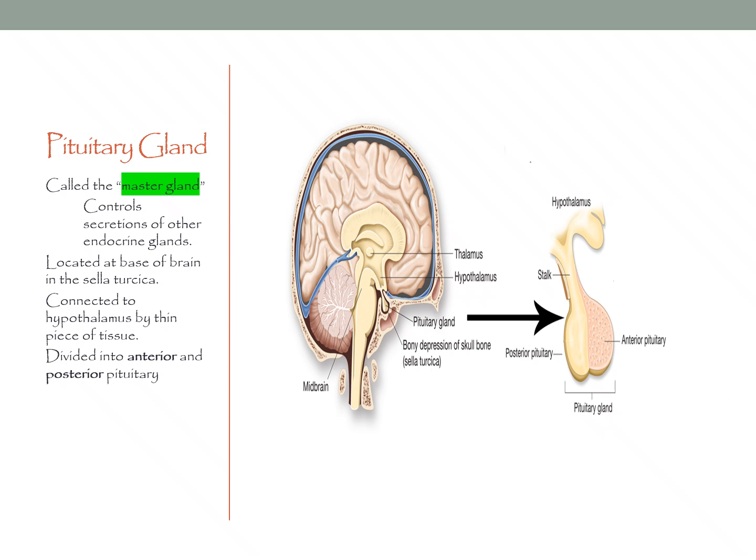The pituitary gland. We call the pituitary gland the master gland. It has major control over the secretions of the other endocrine glands. It sits just below the hypothalamus and is actually connected to the hypothalamus by a bit of tissue. And remember in the last slide we talked about the hypothalamus creating two hormones that are stored in the pituitary gland. And we'll explore those in the next slide.